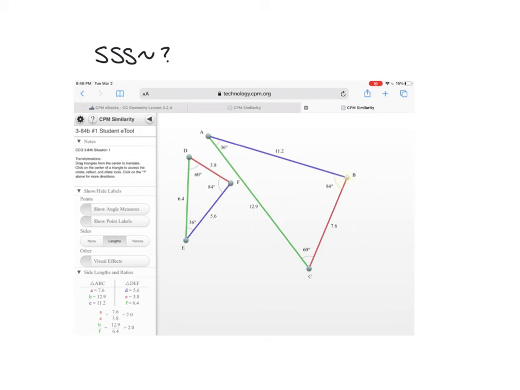So not only do I have 3 sides that have a ratio of 2, I have 3 pairs of angles that all have the same measure. Well, that meets my criteria for similar figures in which the sides are all proportional and the angles all have the same measure. So side, side, side similarity works.